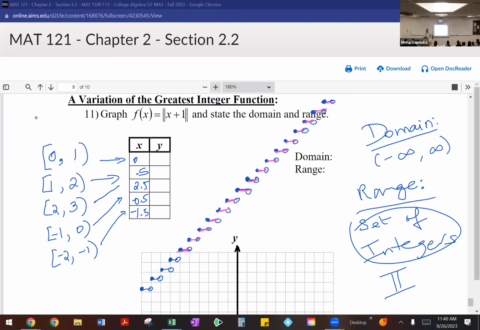The definition is still the same: the largest integer which is less than or equal to the value of X inside your symbol, in this case, X plus 1. So if I'm doing 0 as my X value, that will become 0 plus 1, which is of course 1, inside our greatest integer symbol. So what will your Y value end up being?